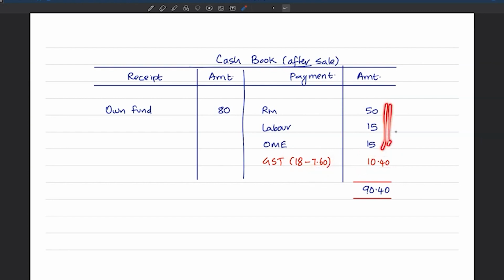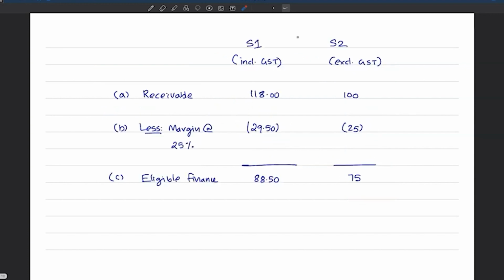Now listen. These were the cash outflows originally. Now this is also getting added, 10.4. So his cash outflow is going to be 90.4. Of course, he funded 80 out of it and he is trying to get back that money by way of a bank funding. So the overall cash outflow with regard to the single transaction is 90.4. Now let's look into two different assessment scenarios.